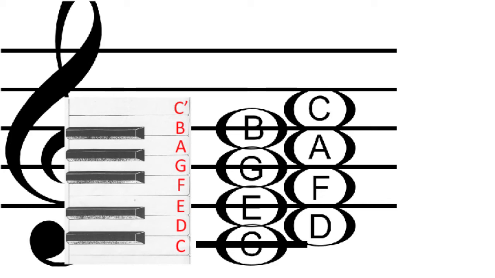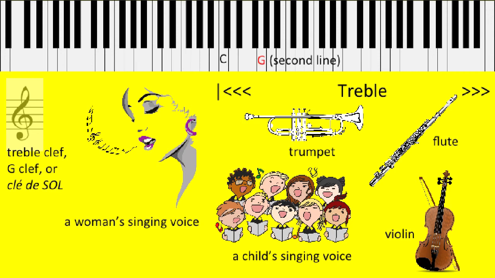Think about that. The treble clef and staff represent the higher-pitched instruments and voices, such as the singing voices of women and children, the trumpet, the flute, the violin, and also the right half, roughly, of the piano keyboard.